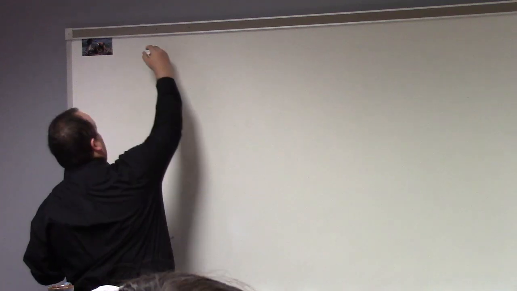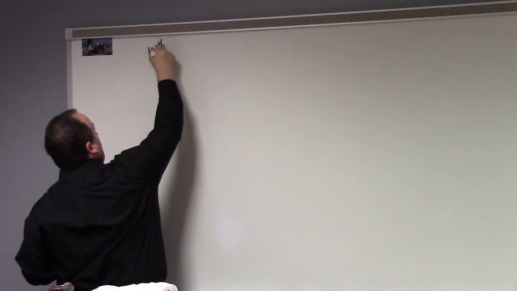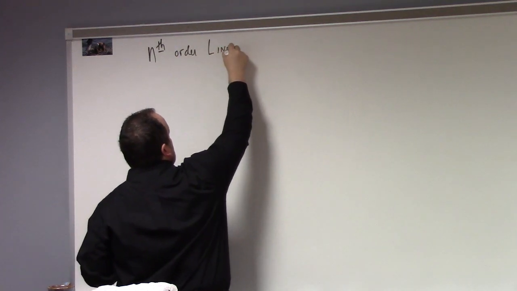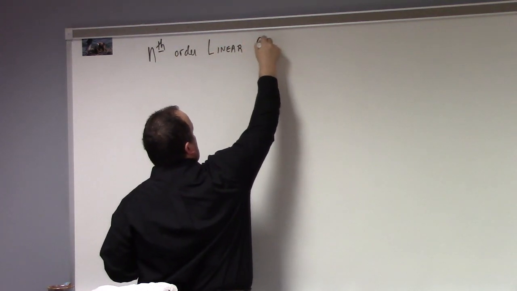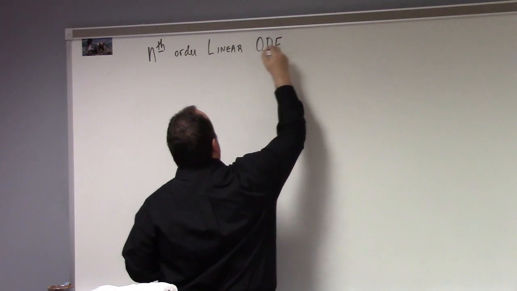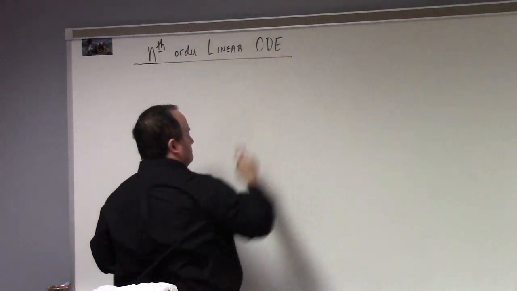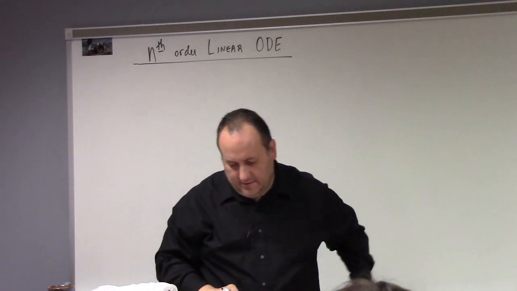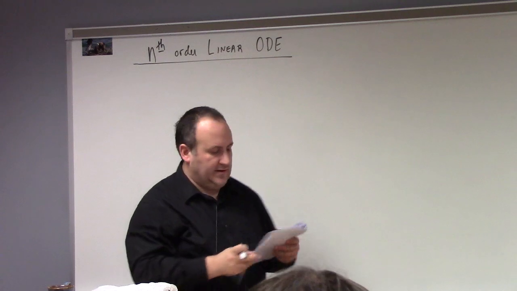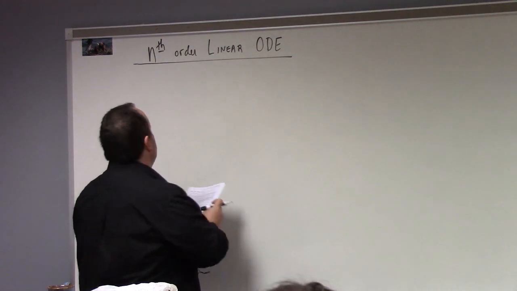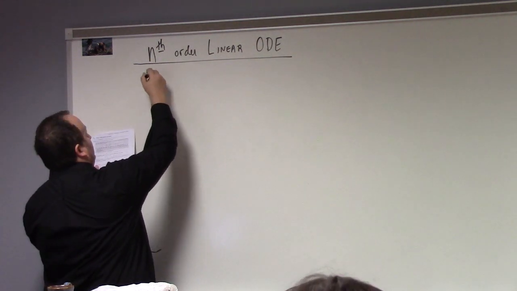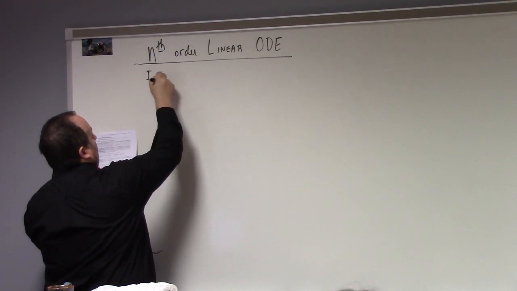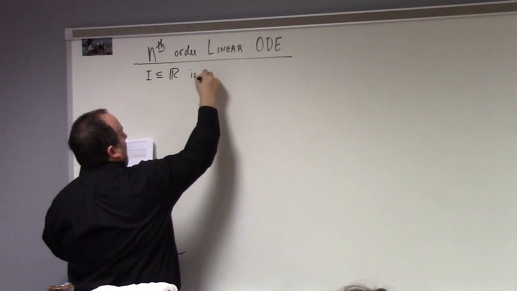So today we're talking about the nth order linear ordinary differential equation. So first order of business is defining what that means. All right, what do I mean by a first order? And so the starting point here, I should say I is an interval. What do we mean by that?